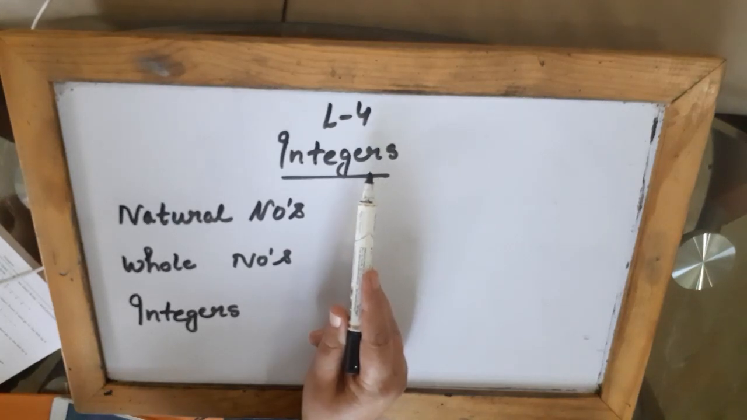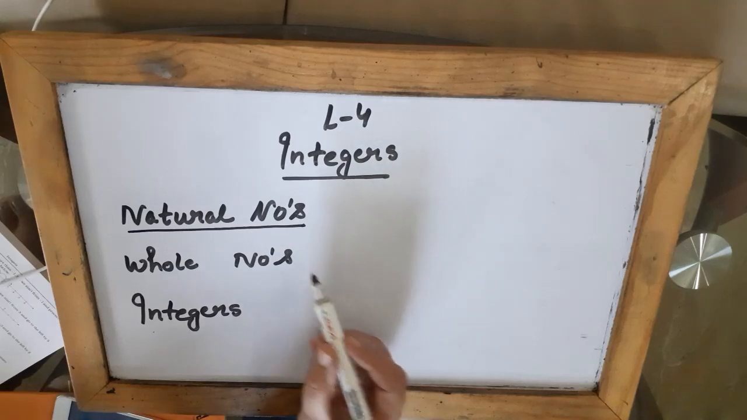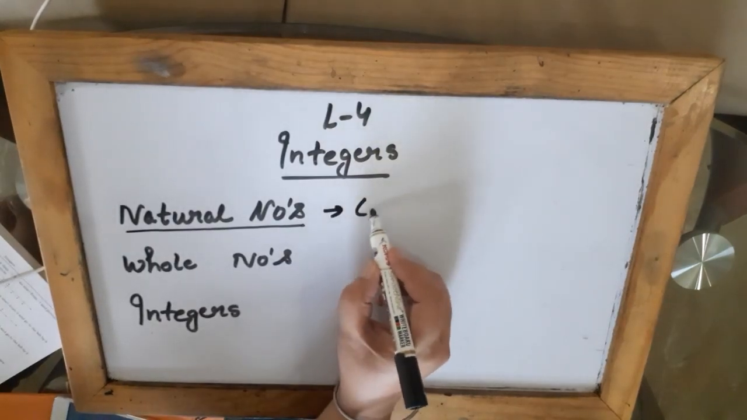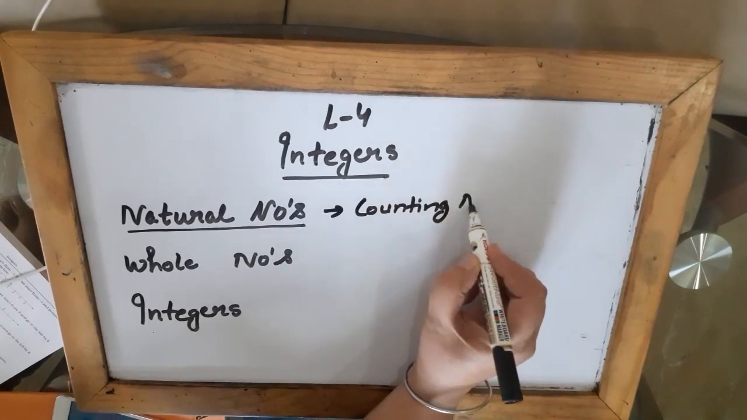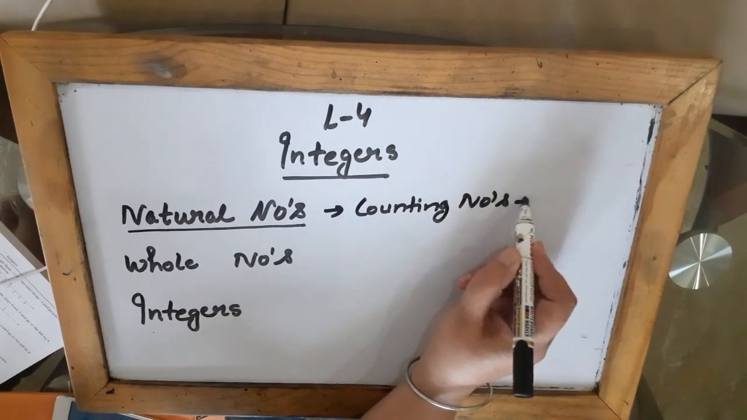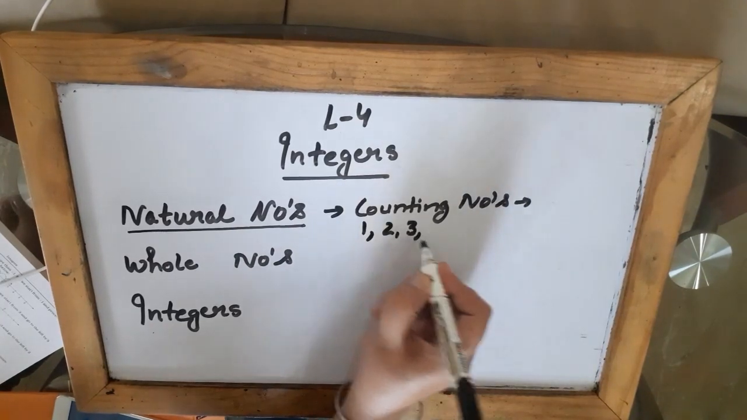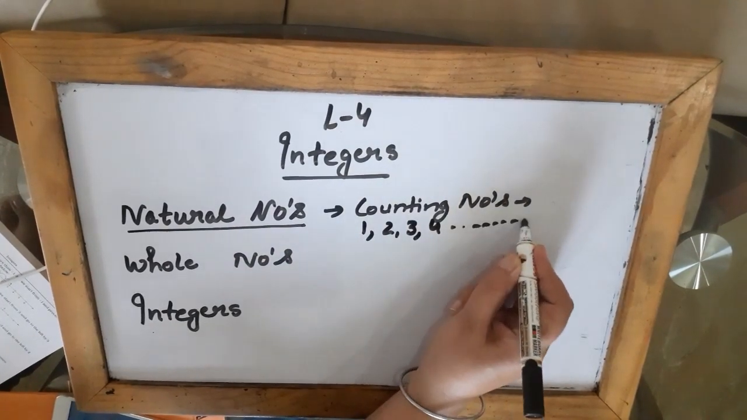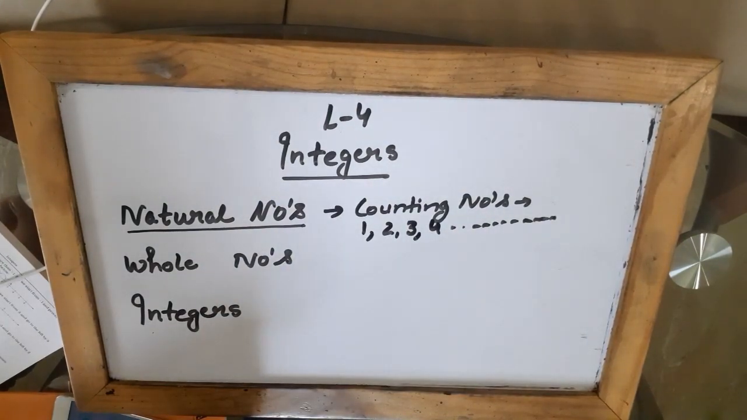Now before that, first of all, what are natural numbers? You have already done. Natural numbers are your counting numbers. When you start counting, where do you start from? You start from 1, right? So 1, 2, 3, 4 and so on are your counting numbers, and these are called natural numbers.